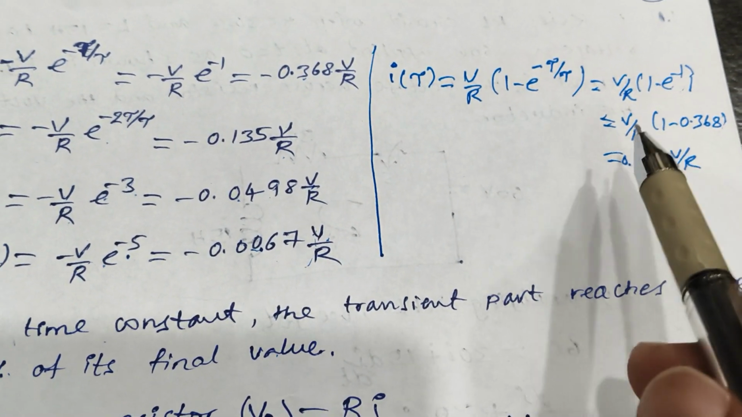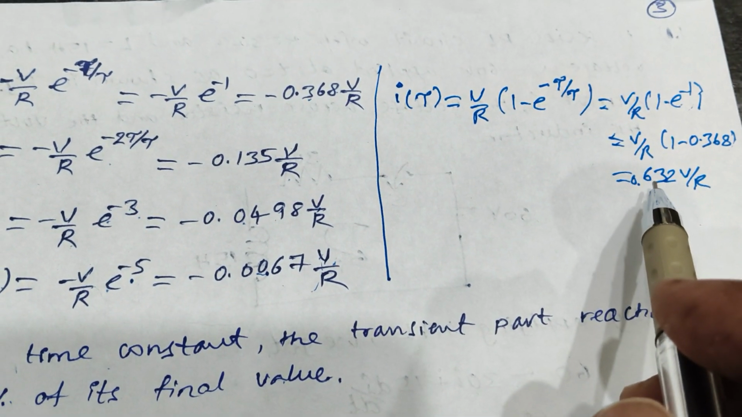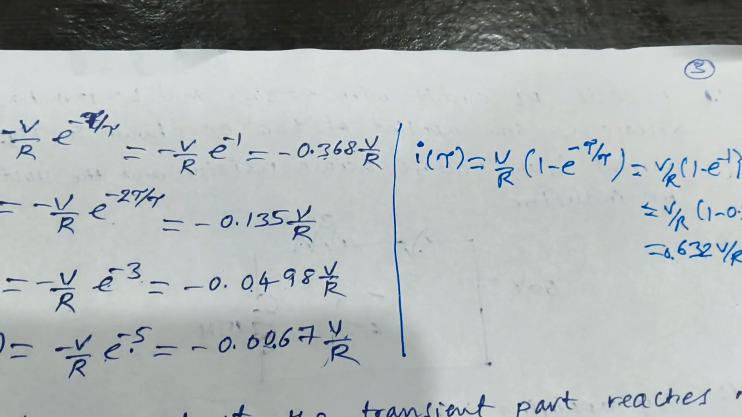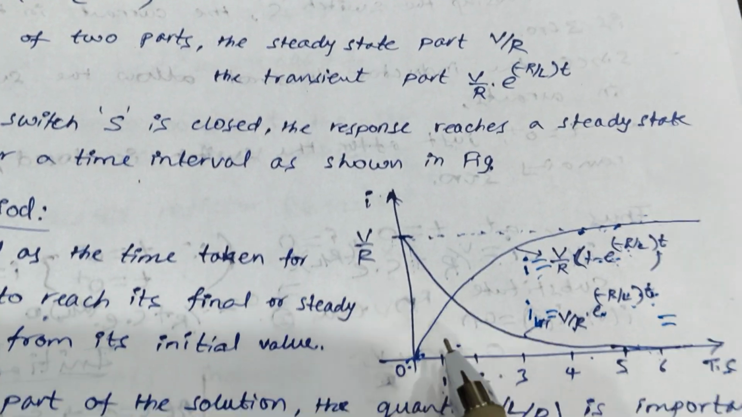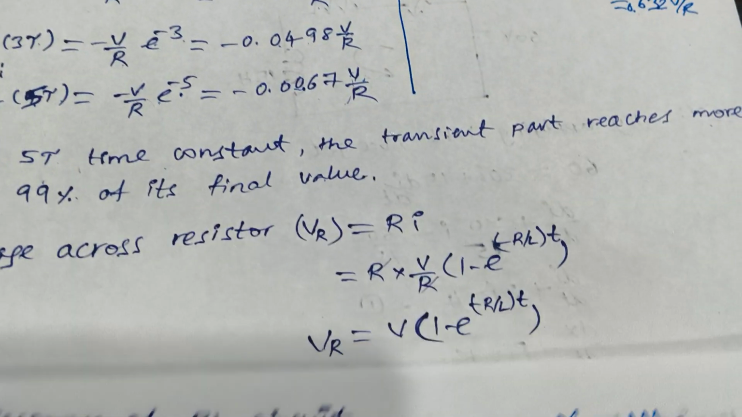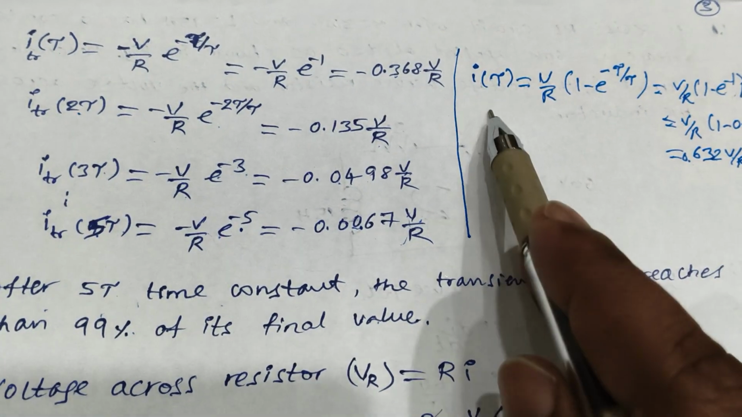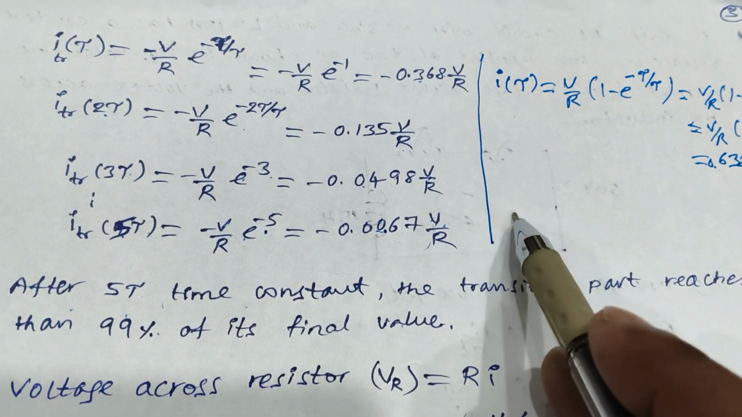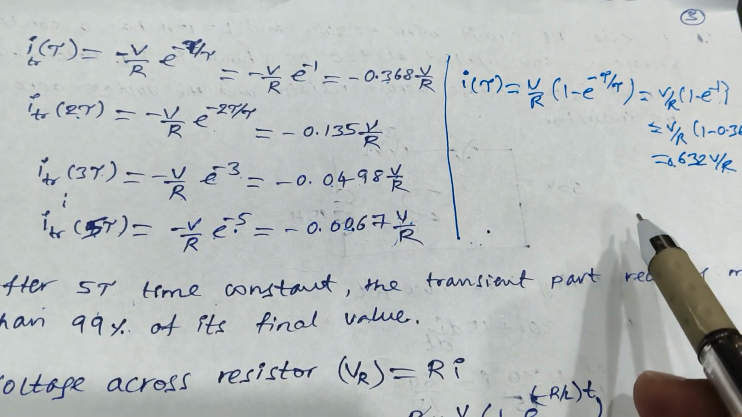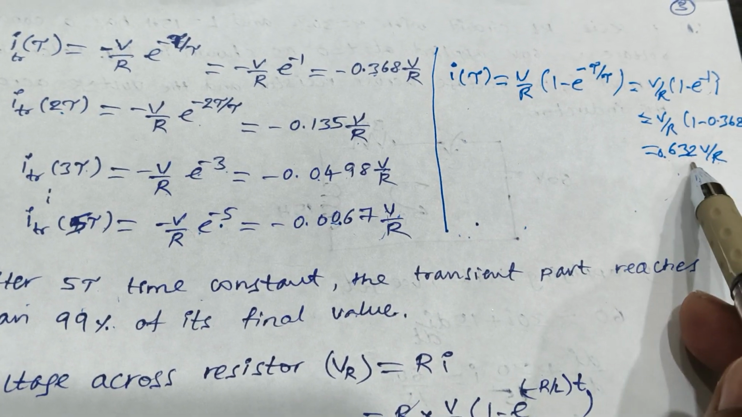So if you take the overall current by substituting one tau time constant, it will take 63.2 percentage of final value, because for overall current the initial value is 0 and the final value is V by R. In a similar way you can substitute 2 tau, 3 tau, 4 tau, 5 tau. After 5 tau it will almost reach 99.9% of its final value, that is, it is close to the final value.